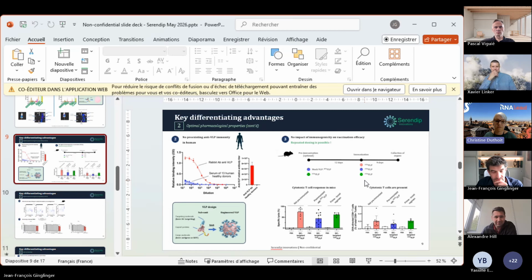Yeah, we have done that as well with multiple dosing of the particles, and we have been able to see increased antibody responses, but antibody responses directed against the antigen of interest, not against the particles themselves, and no inflammatory responses so far.